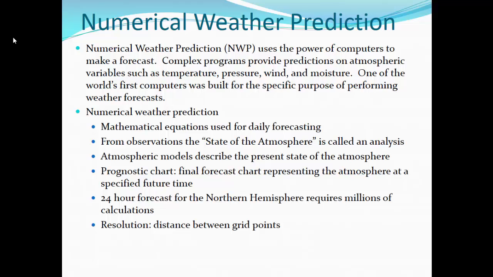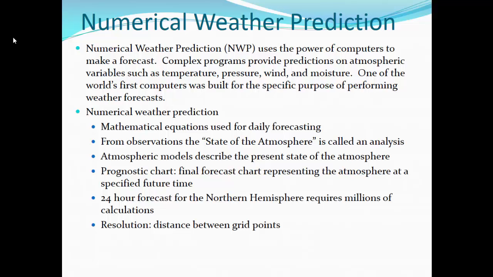And of course, one of the very first computers in the world was built for the specific purpose of performing weather forecasts. So numerical weather prediction uses mathematical equations for daily weather forecasting. The final chart, when all the information is input, all the weather observations are input, is known as the analysis. And we've looked at a lot of surface and upper level analysis over the last couple of weeks.